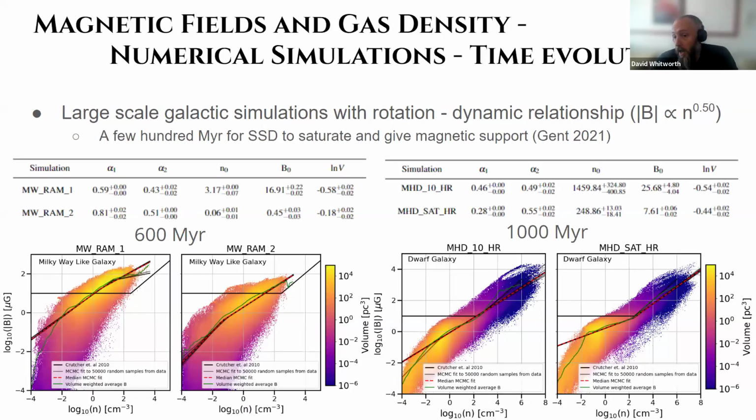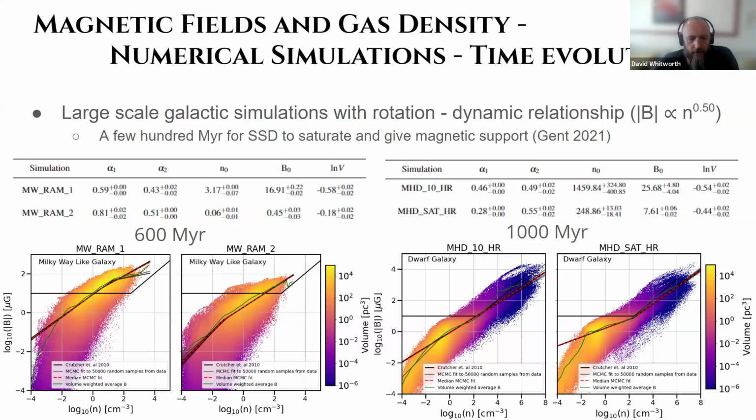Well, let's look at a larger scale simulation. Here we have one Milky Way scale simulation and my dwarf galaxy simulations, where we have rotation and we have a long period of time for the magnetic field to evolve. And we begin to see this relationship arise.